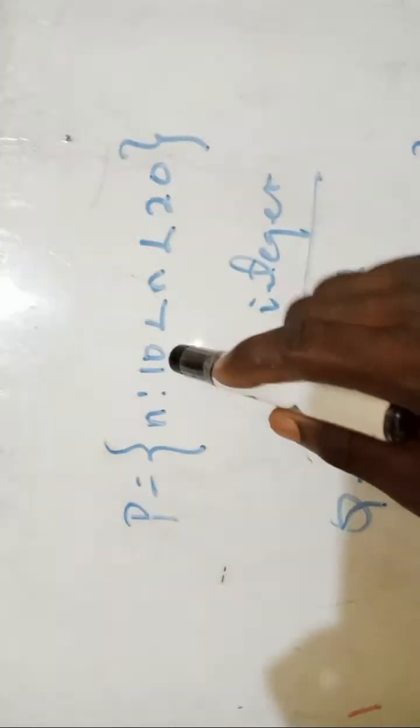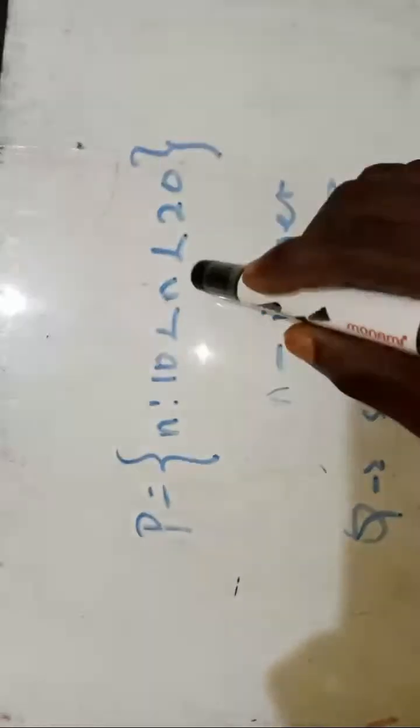So everybody in this house, this is what we are given, right? We are told that this n here is greater than 10 and less than 20, right? I don't know if you're okay on how to read this.